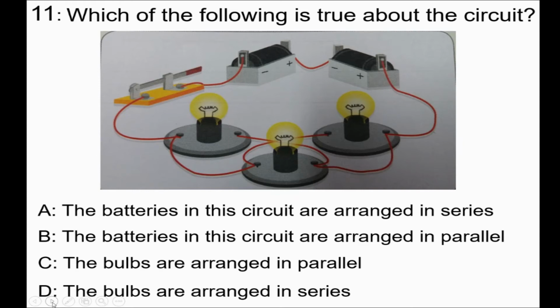So the correct answer here for the last time, which of the following is true about the circuit? So actually here we got two answers that are correct. The first one, A, the batteries in this circuit are arranged in series, and C says the bulbs are arranged in parallel.